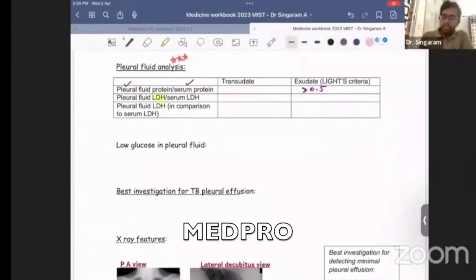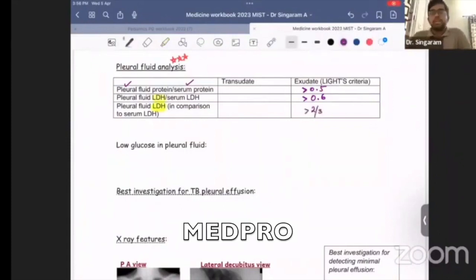What about LDH? I told you there is also a lot of LDH in an exudative pleural fluid. So again, what will happen? The ratio between pleural fluid LDH and serum LDH will always be increased. Normally, it is like 60% or 0.6. Here it will be more than 0.6, more than 60%. That's what I'm trying to tell you. Then third is pleural fluid LDH in comparison with serum LDH only, but here we are not expressing in 0.6 or percentages at all. It is like 1/3, 2/3, 3/3, or completely like that. So here it will be more than 2/3 of the serum value.